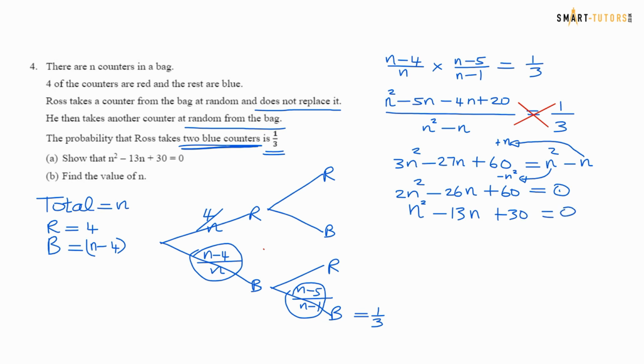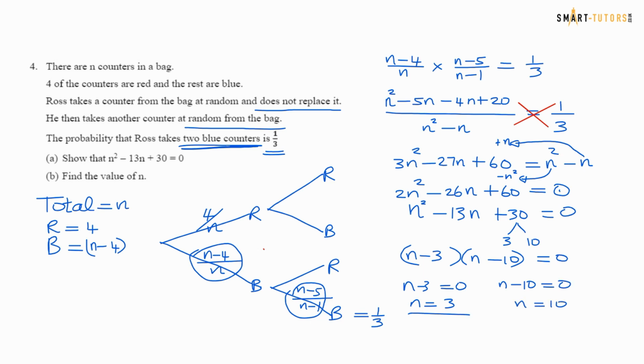Right, so now the factors we know, 3 times 10 is 30 and 3 plus 10 is 13. So 2 numbers possible: n minus 3, n minus 10 equals 0. So n minus 3 can be 0, so n equals 3, and n minus 10 can be 0, so n equals 10. There are 2 positive answers, but you've got to be careful. Find the value of n, singular, so only one answer is possible.